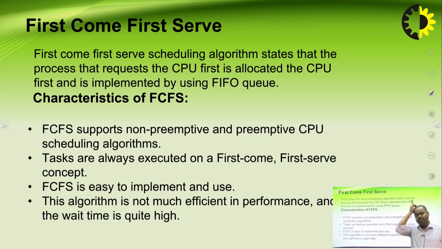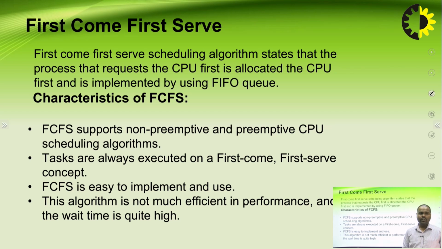It means that first come first serve means if you want the CPU time first, then it gives it to you first. First come first serve means first in first out. Okay, the characteristics of the FCFS are: FCFS supports non-preemptive and preemptive CPU scheduling algorithms. FCFS supports both types of CPU scheduling algorithms.